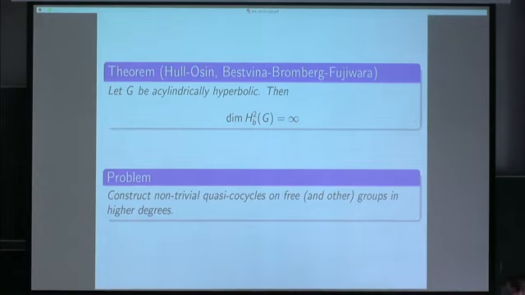Okay, we are mainly interested in going from dimension 2 to dimension 3, and maybe higher. Higher it's an open problem, basically. So today we'll stick to dimension 3. And so the problem is how to construct non-trivial quasi-cocycles in degree at least 2, because recall that quasi-cocycles in degree n give exact bounded classes in degree n plus 1.